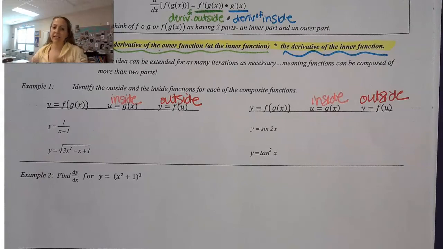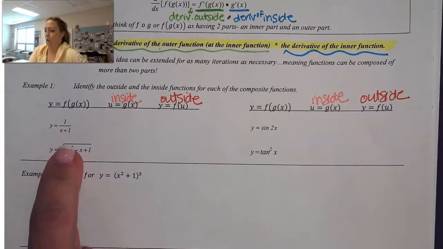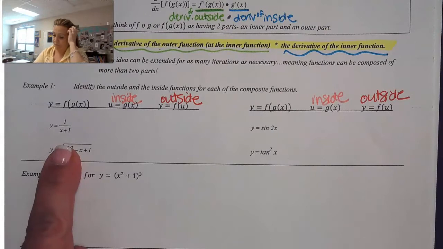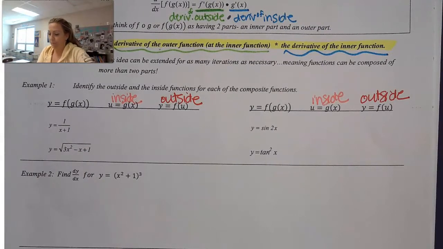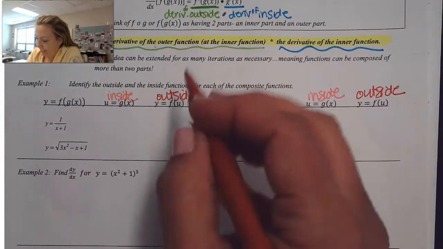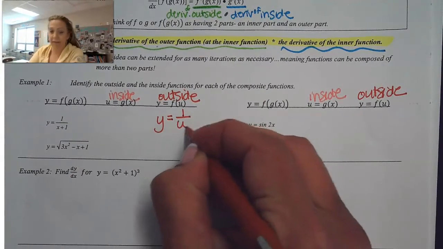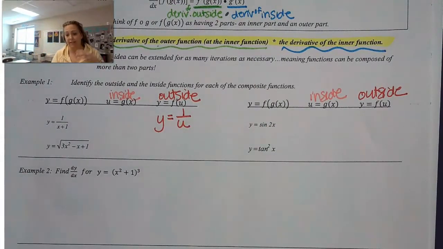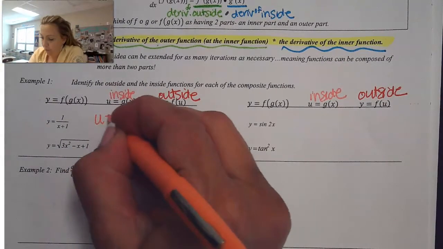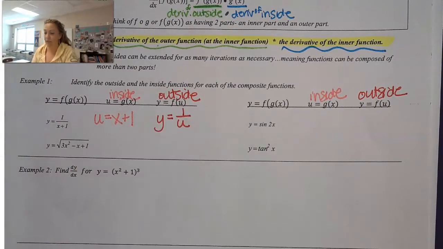So like in this first one, y equals 1 over x plus 1. Maybe it would be easier to start with the outside function. What's happening is that in general, this is like y equals 1 over something, right? So we're going to call that something u. And so what is inside that? What is that u? Well, my u is that x plus 1. Let's just do a couple more. I think it'll click if we do it.